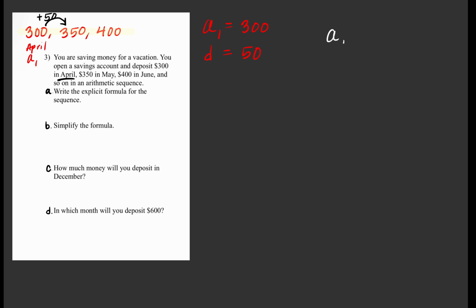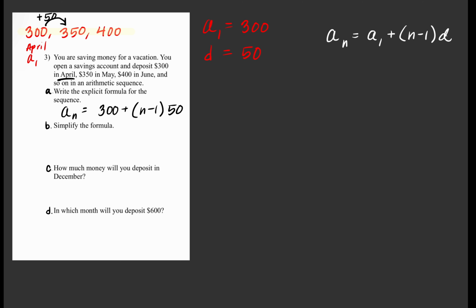Remember, our explicit formula is a of n is equal to a1 plus n minus 1 times d. We can plug in what we know. We have a of n is equal to 300 plus n minus 1 times 50, which is our d variable. Now that we're there, we can simplify.